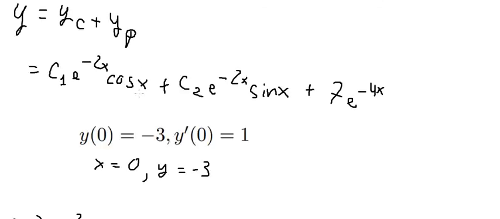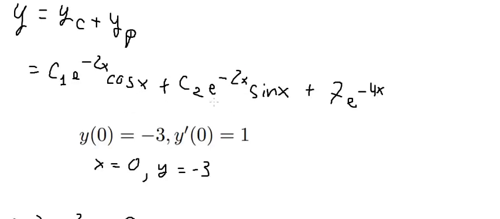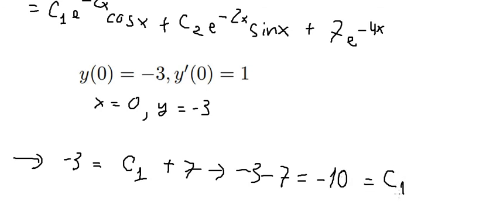So cosine of 0 and e to the power of 0, you get 1. So you get c1. This one you get 0 because sine of 0 is 0. This one, e to the power of 0, you get 1. So we have 7. And now we can calculate c1. So we put 7 over to here, and you get negative 10 equals c1.